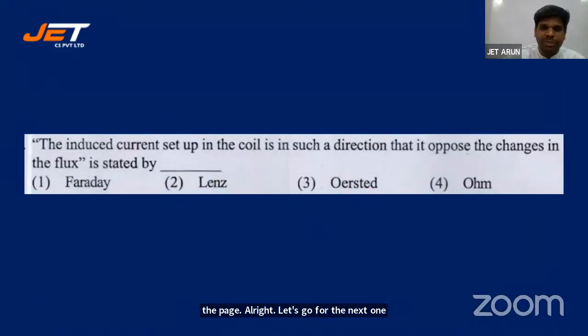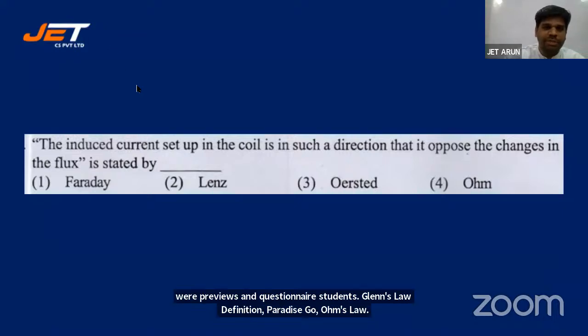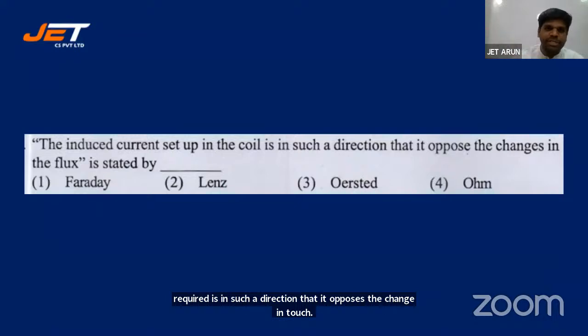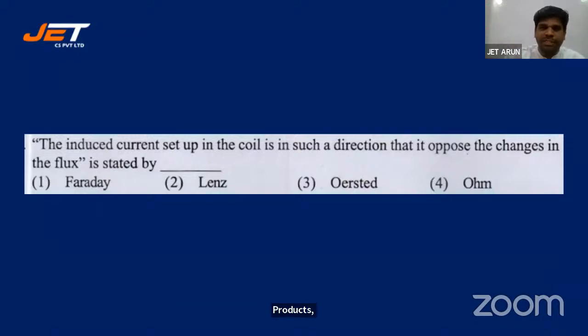If you got a previous year question, students: Lenz's law definition, Faraday's law, Ohm's law, or Oersted experiment. The induced current set up in the coil is in such a direction that it opposes the change in flux. If flux increases, there is one direction; if flux decreases, there is another direction. That is opposing change in flux. Which law is it?